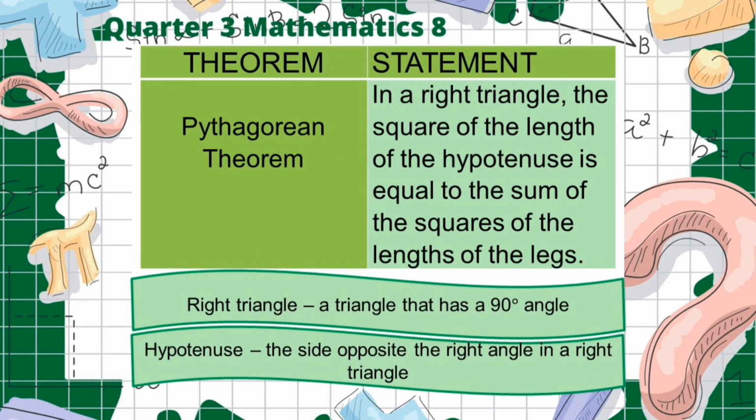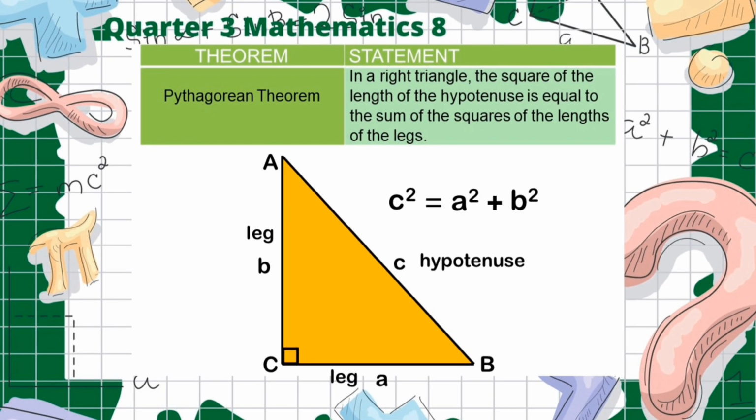The last one is the Pythagorean theorem. In a right triangle, the square of the length of the hypotenuse is equal to the sum of the squares of the lengths of the legs. A right triangle is a triangle that has a 90 degree angle, and the hypotenuse is the side opposite the right angle in a right triangle. So this is the illustration and the formula of the Pythagorean theorem.